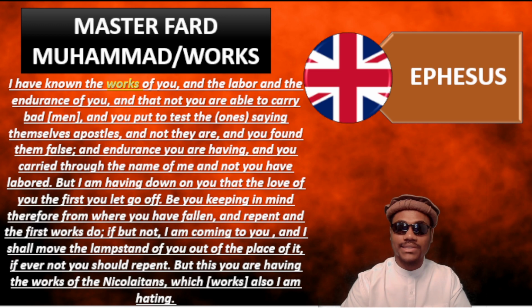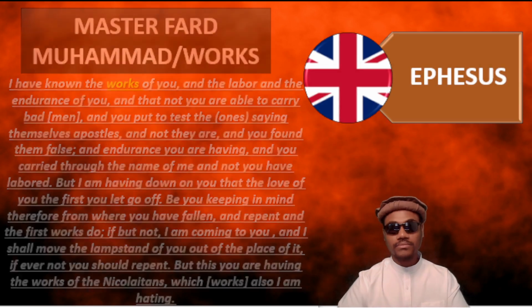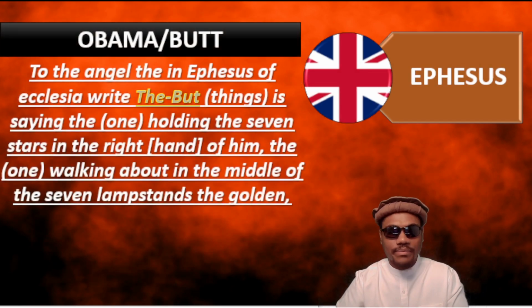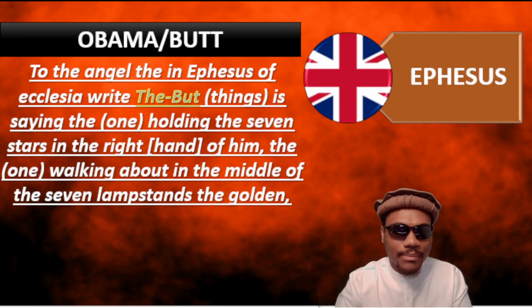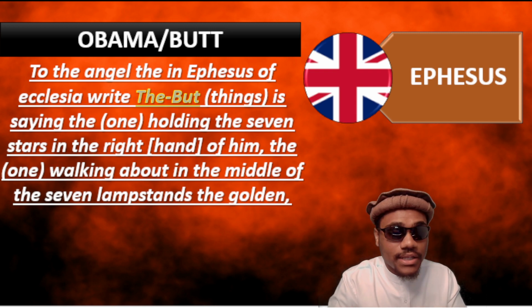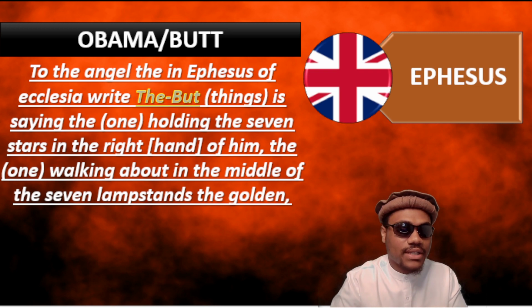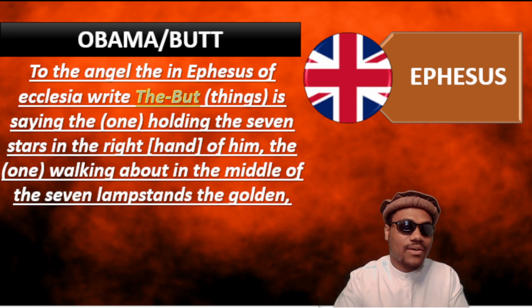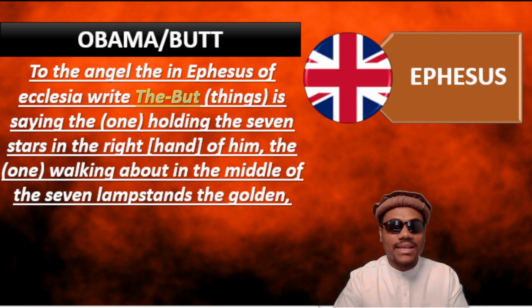So when you see that, that's who he's speaking to. That's who's speaking. Then you have the but. You got Obama. He's saying to the bottom part of that nation. He's trying to convince the seed. He's lying to them. He's saying to the angels, the in Ephesus of Ecclesia, write the buts. Things is saying the one holding the 7 stars in the right hand of him, the one walking about in the middle of the 7 lampstands, the golden.